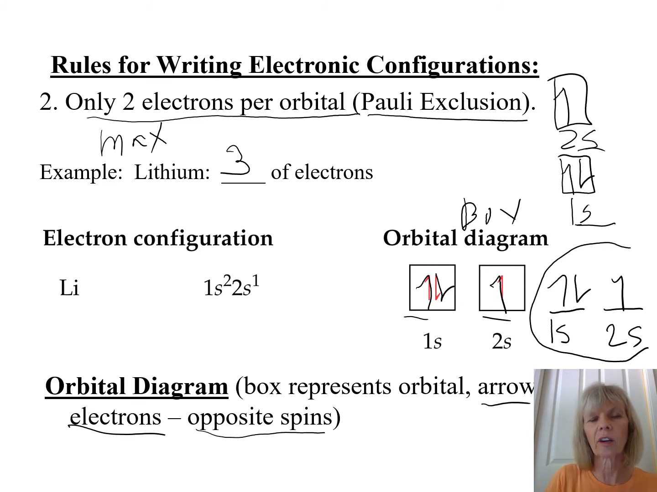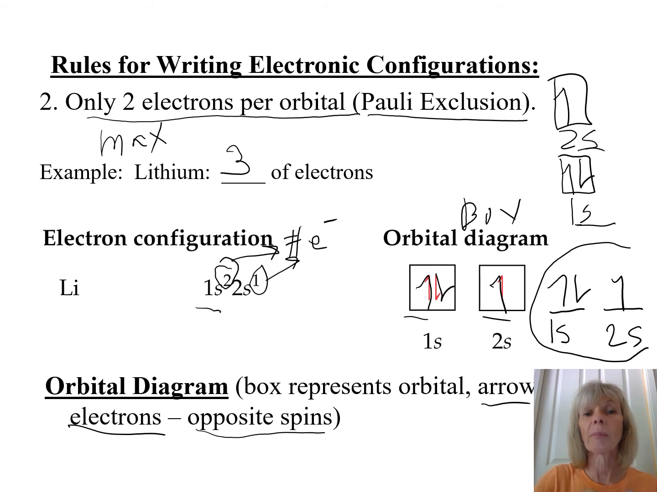So let's go to our electron configuration. This is a shorthand way to show the same thing. So we write 1s to show, again, my location of where the electrons are. The superscript at the top tells me the number of electrons that are in that orbital. So in my 1s, I have 2 electrons, so I have a superscript 2. In my 2s, I have 1 electron. So I must show that. If you have 1, you can't just leave it empty. You have to write that superscript of 1.